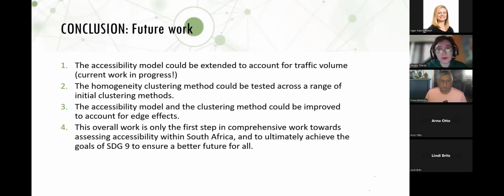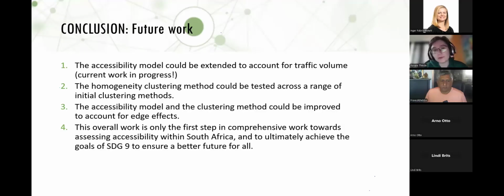I've got some future work. The accessibility model, as I mentioned earlier, can be extended to account for traffic information, which is work in progress. Different initial clustering methods could be used for the homogeneity clustering method. And then they could both be improved for edge effects.